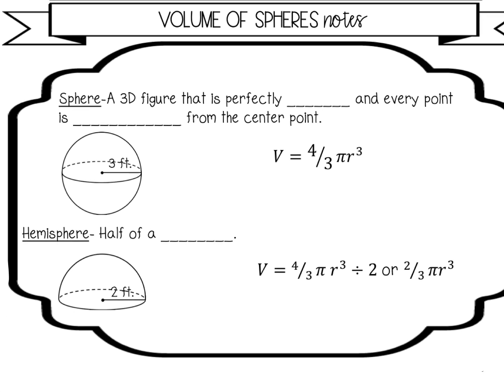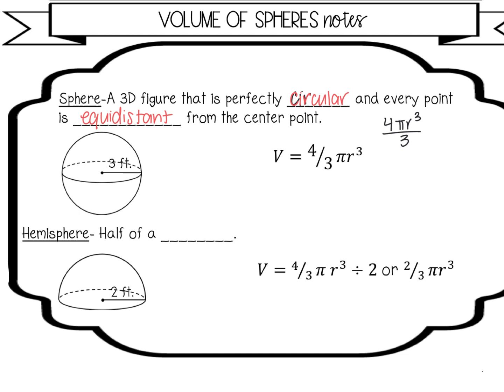All right, spheres is the last one. A sphere is a 3D figure that is perfectly circular, and every point is equidistant. What does that mean? Good. Equidistant from the center point. So this is the kind of funky formula, because you're using the 4 and you're cubing it, not squaring it. So I'm going to rewrite it how I like to write it: 4 pi r cubed divided by 3.